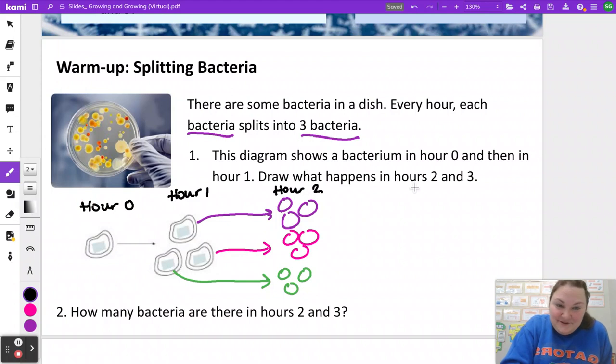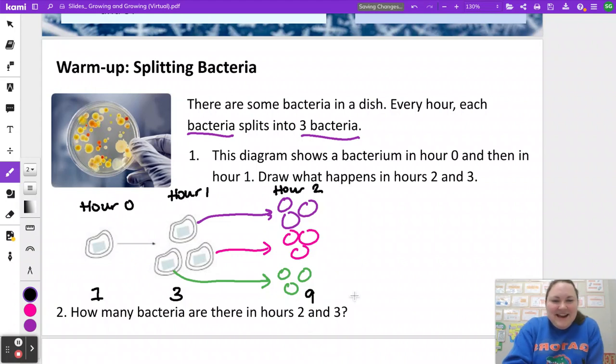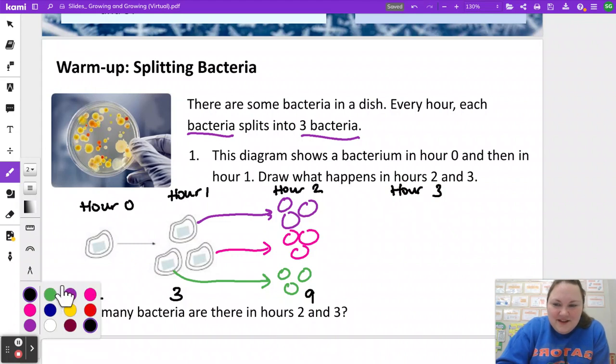This is hour 2. I need to also draw what happens in hour 3. Before I draw that, I'm just going to do a quick running total at the bottom. In hour 0, our starting point, we have 1 bacteria. Hour 1, I have 3 bacteria. And then this picture here, I have 3, 6, 9 bacteria. Any idea how many I'm going to end up having in hour 3? There is some math we can use here.